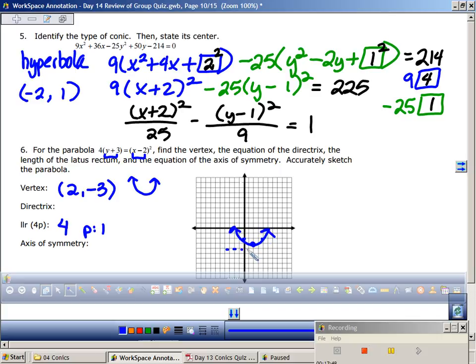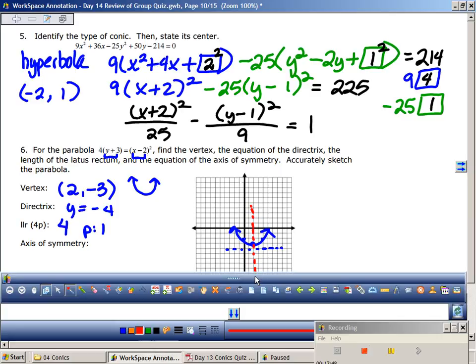I know I have to go down 1 for my directrix. So my directrix is at, what's my directrix touching? The y-axis or the x-axis? The y, so it's y equals negative 4. And my axis of symmetry is x equals 2. Questions? Okay.